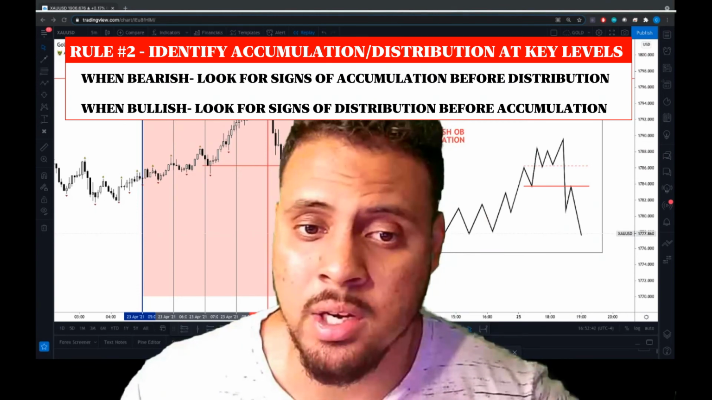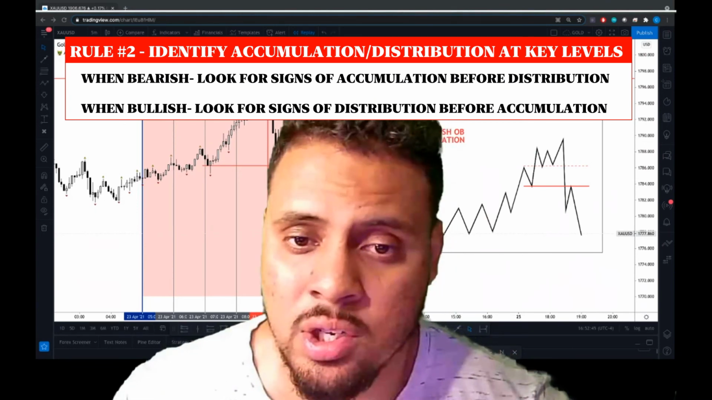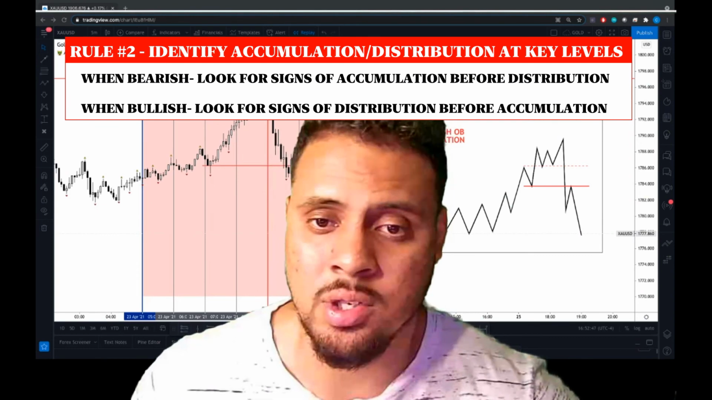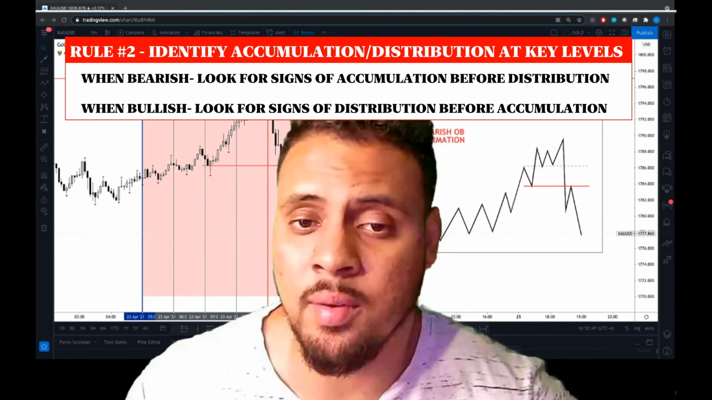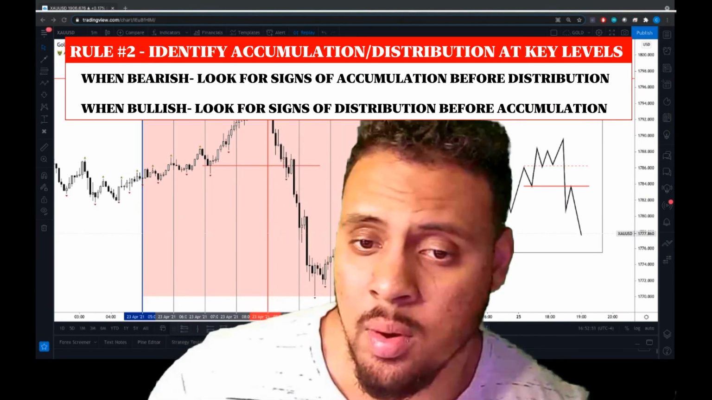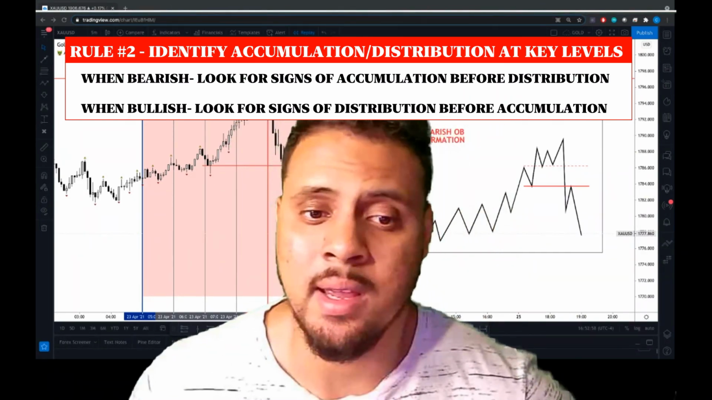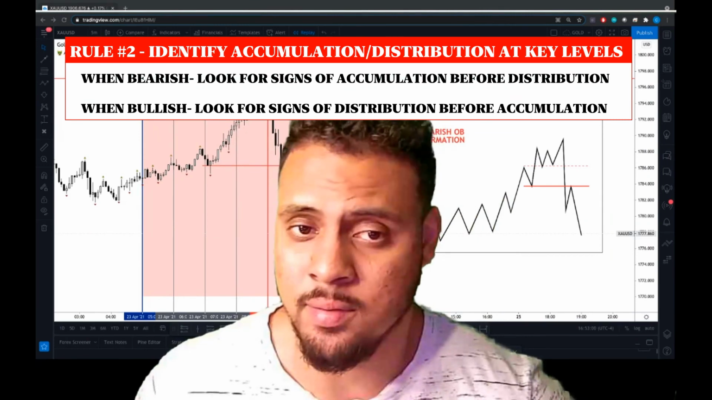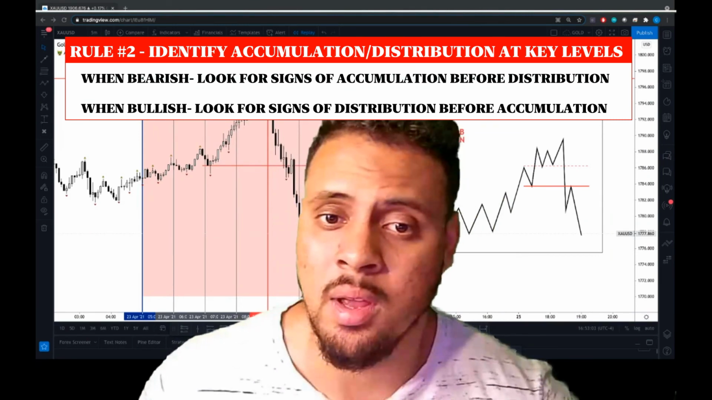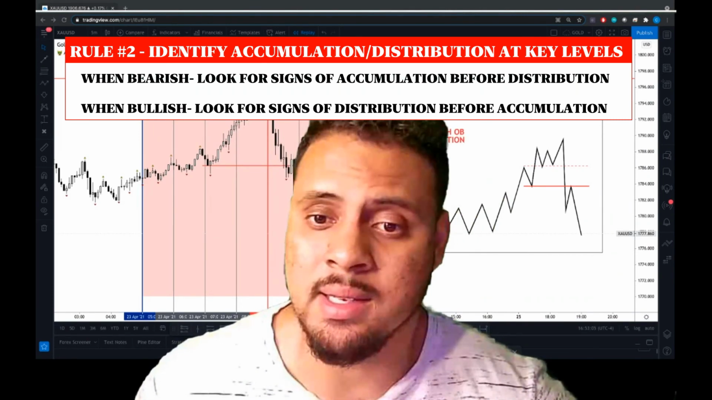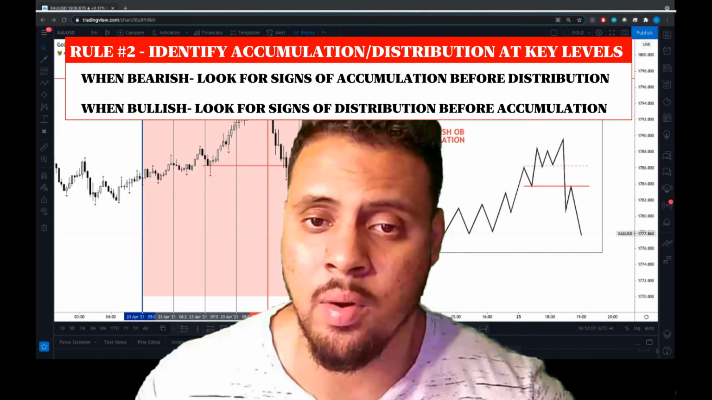Okay? If you're bearish on that day, you want to see an accumulation happen. In this example that we showed today, it was an accumulation for 4 hours and then a distribution for 2 hours. All right. In the bullish example we showed today, it was a distribution for 2 hours on the first 4-hour candle and an accumulation for 2 hours. And it repeated the exact same process on the next 4-hour open candle.